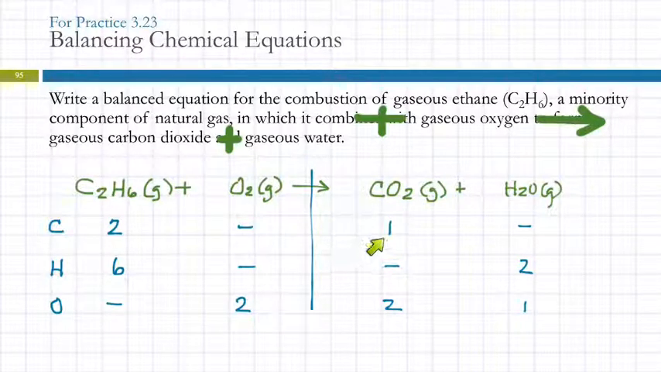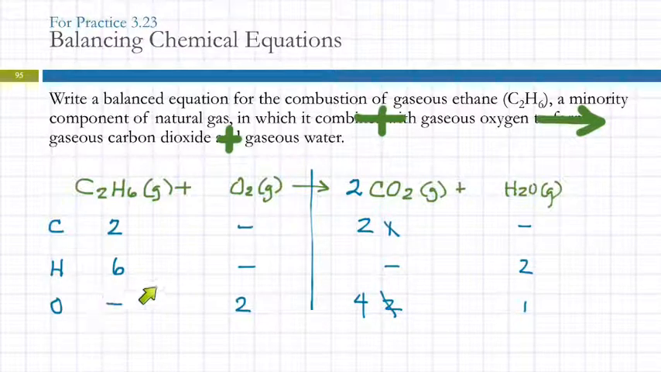So I need to make this a 2, right? So I'm going to put a 2 in front of CO2. If I have 2 CO2 molecules, that's going to double everything down here. Does that make sense? Just keeping track of what I've got. So now I've got 2 and 2. The carbons are balanced.